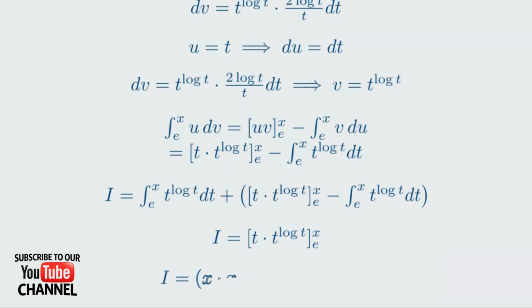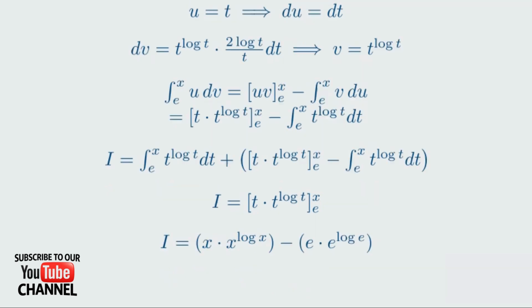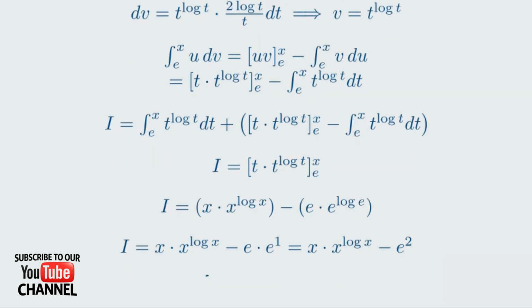Evaluating this at the limits, we get x times x to the log x, minus e times e to the log e. Remember, the natural log of e is 1. So the second term becomes e times e to the power of 1, which is e squared. Finally, using exponent properties, x times x to the log x can be written as x to the power of 1 plus log x. So, our integral simplifies to x to the 1 plus log x minus e squared. We have successfully simplified the integral, I.